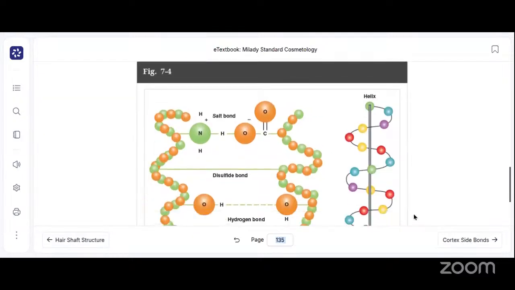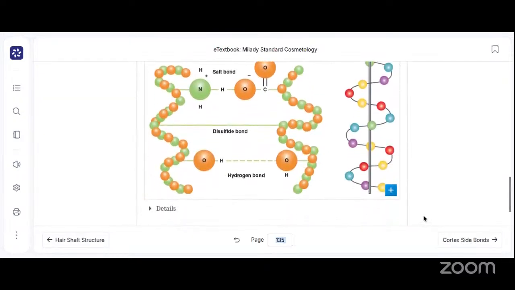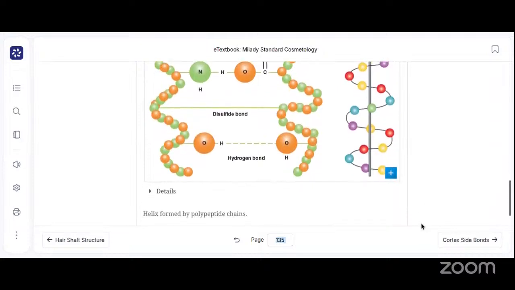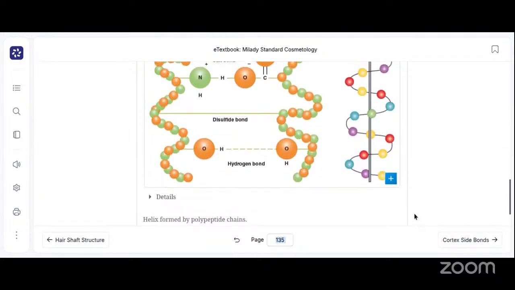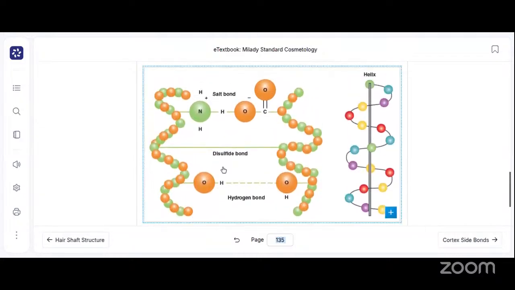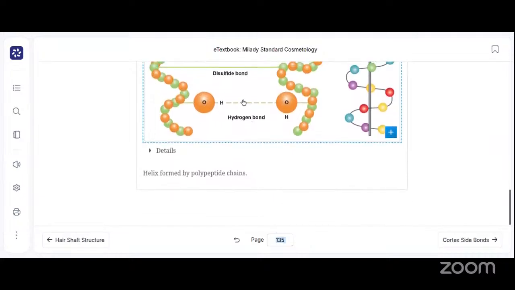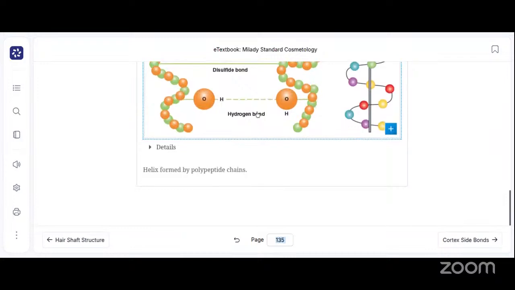Here is figure 7.4. This is a polypeptide chain. You look here, you have a salt bond, a disulfide bond, and a hydrogen bond. You guys are going to see them in a minute. I want you to remember the disulfide bond.